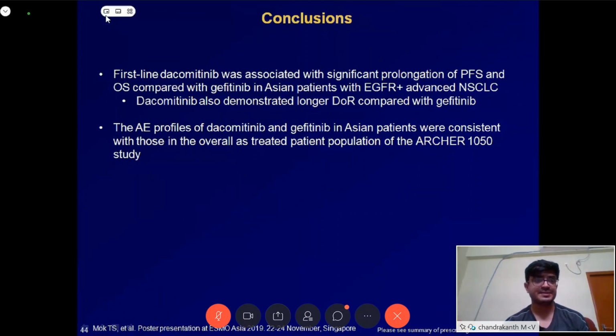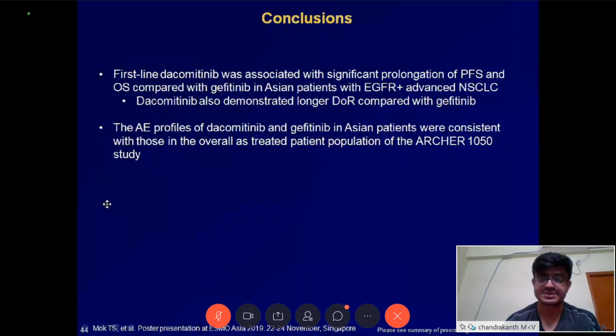So first line Dacomitinib was associated with significant prolongation of PFS and overall survival compared with Gefitinib in Asian patients with EGFR mutated advanced non-small cell lung cancer. Dacomitinib also demonstrated longer duration of response. The adverse event profiles of Dacomitinib and Gefitinib in Asian patients were consistent with that in the overall treated population. So the Asian patients did not have greater side effects when compared to the overall population.